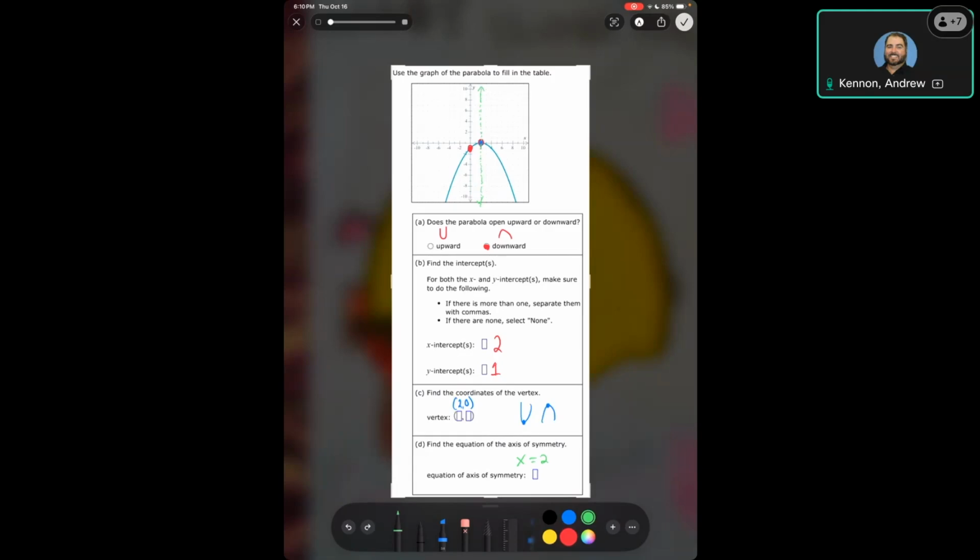Your vertex tells you a couple things. I'll write extra up here so you don't have to memorize this, but your vertex tells you the x is the axis of symmetry and the y is whether you have a minimum or maximum. It's either your highest number or your lowest number. So the x is your axis of symmetry and your y is your minimum or maximum.